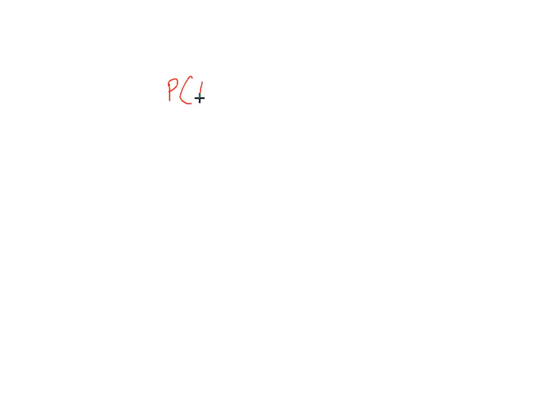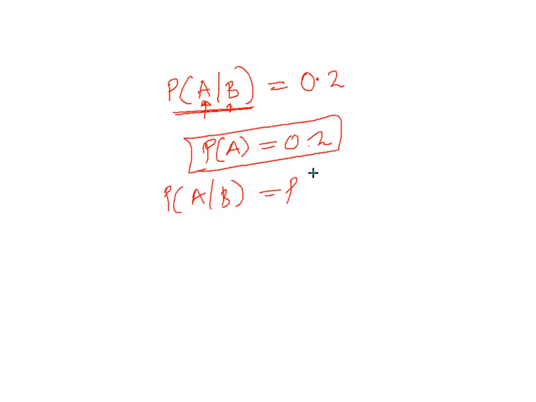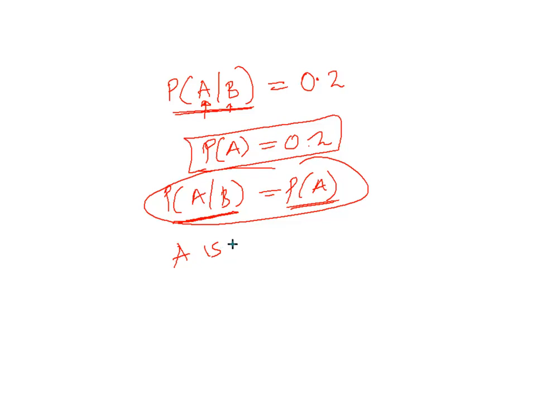So we have seen that probability of A given B. What is this? Probability that event A will occur given that event B has occurred, right? So this is your probability of A given B. Now suppose this comes as 0.2, and then unconditional probability of A also comes as 0.2. Now what it means? It means that probability of A given B is equal to the unconditional probability of A. Also it means that A is not conditional on B.